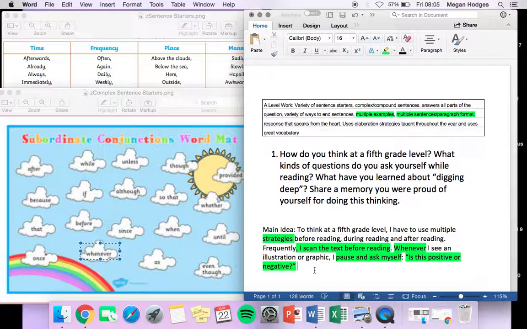So if you say, I use words job, well, what does that look like? What does that mean? You need to almost talk about it like I don't know the strategy, which is what I did. I said, whenever I see an illustration or graphic, I pause and ask myself, is this positive or negative?